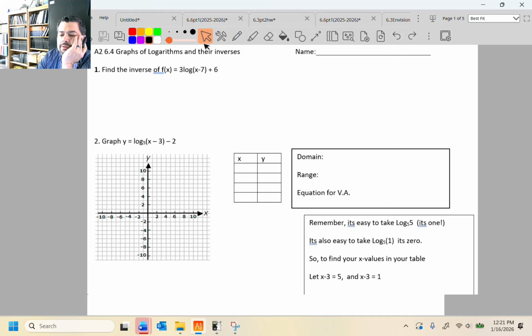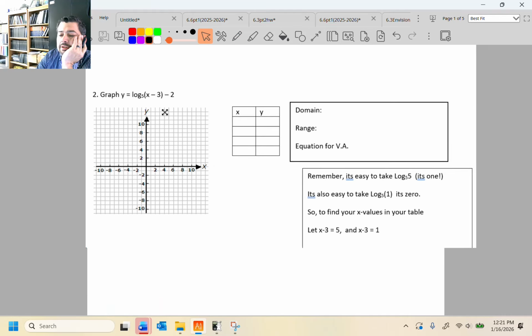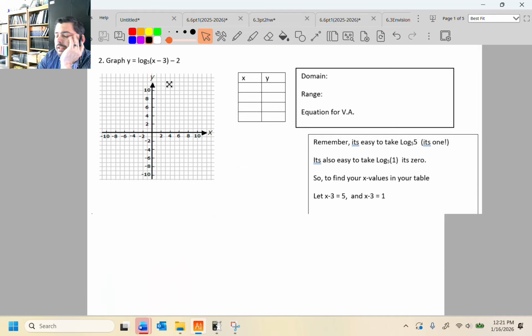So this is always a fun section for kids. It's the graphs of logarithms, and I may teach this differently than most people do. I teach the way that makes sense. I don't just teach push buttons in a calculator, although I do teach that at some point in time. Alright, so we're supposed to graph y equals log base 5 of (x minus 3) minus 2.